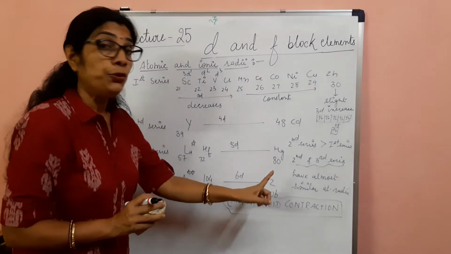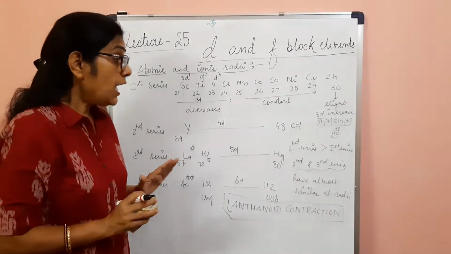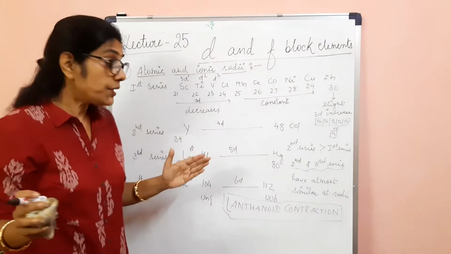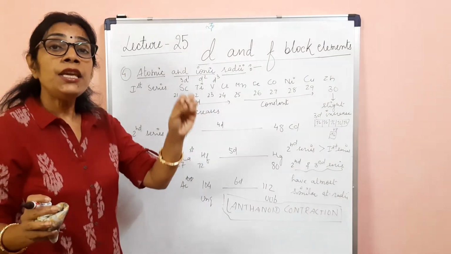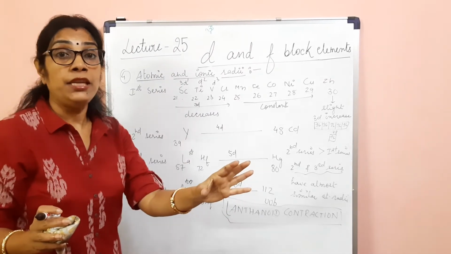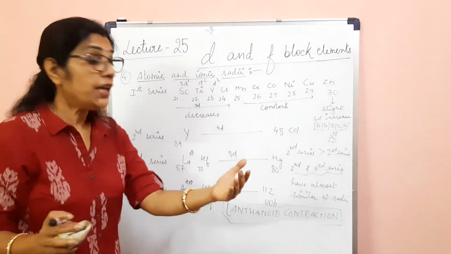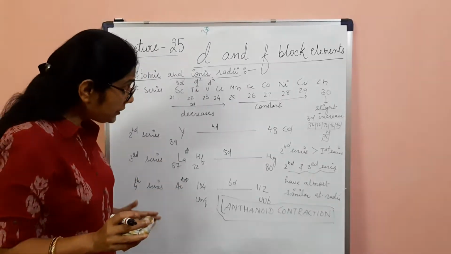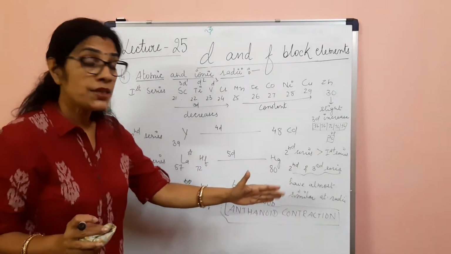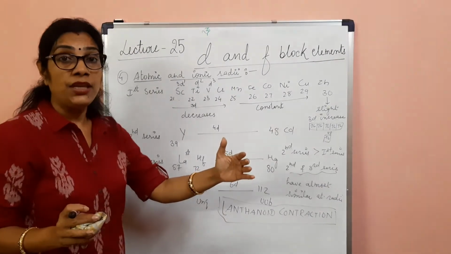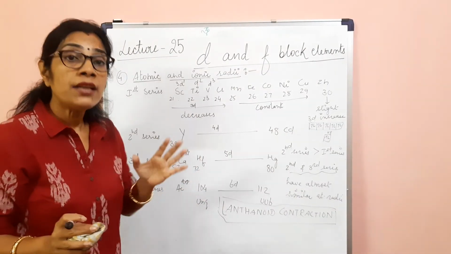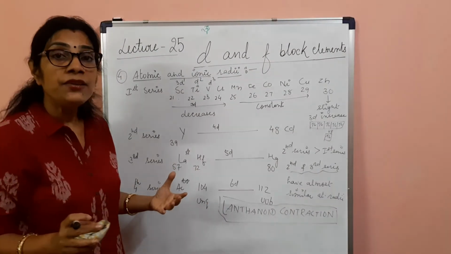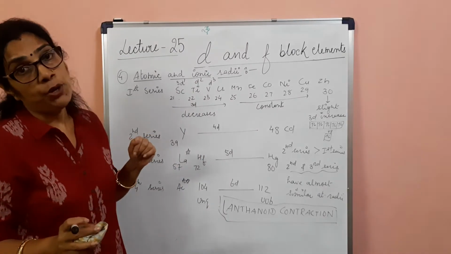In F block elements we are going to study about it, that after lanthanum what happens? Cerium to lutetium, 14 elements are there, and for 14 elements the total decrease is even less than 14, actually 11 picometer, and ionic radii decreases only 18 picometer. And such a steady and small decrease across the lanthanoid series is known as lanthanoid contraction. We are going to study in detail when we start F block elements.